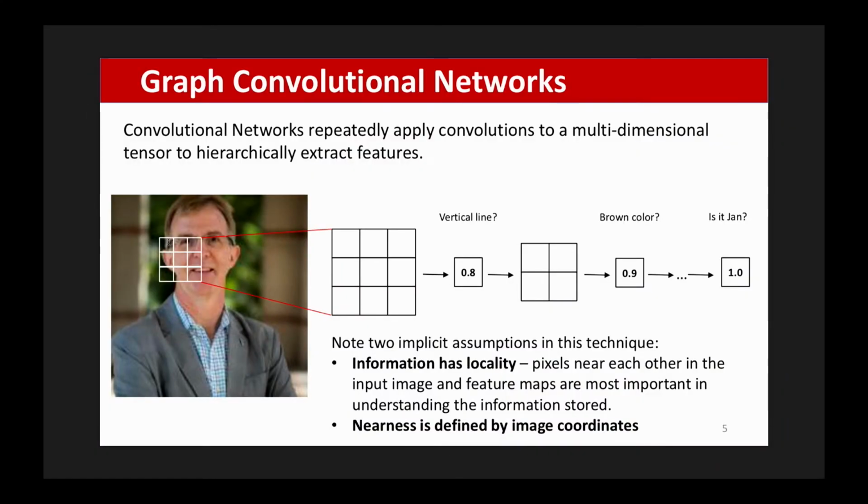Now note, there are two important implicit assumptions about the data that you're working with in this kind of network and in this kind of design. The first is that this information has locality embedded within it.